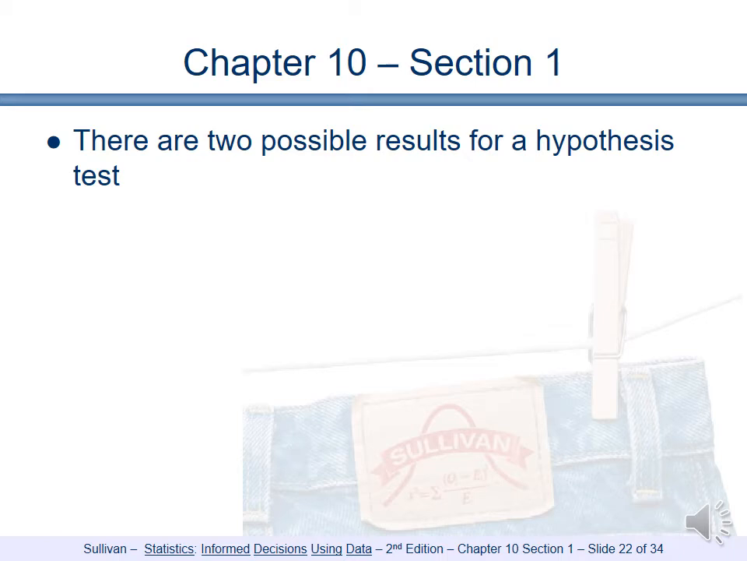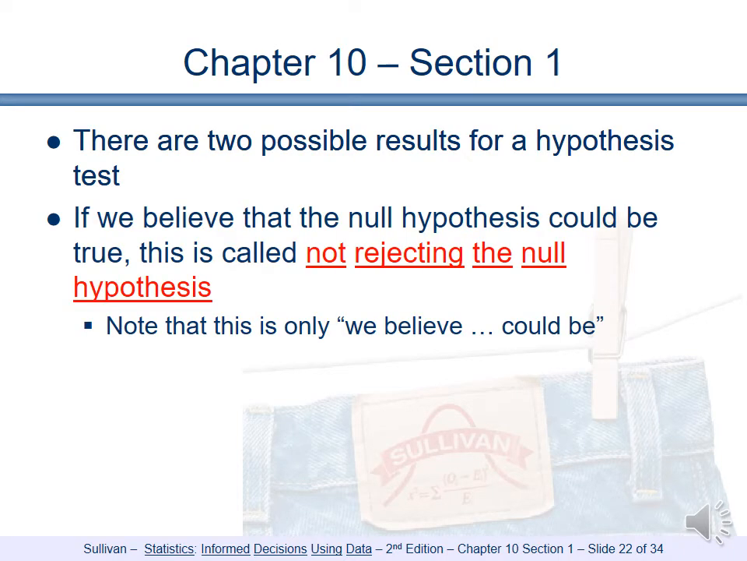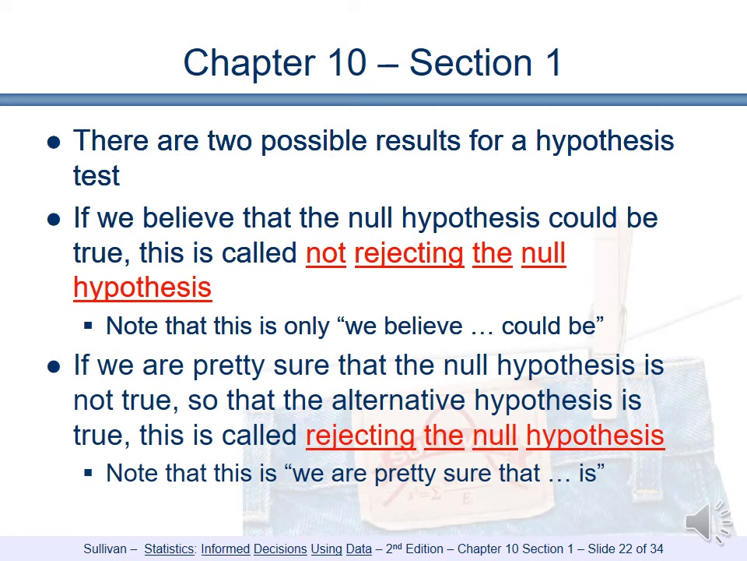Okay, there are 2 possible results of a hypothesis test. If we believe the null hypothesis could be true, this is called not rejecting the null hypothesis. Note, this is only saying we believe it could be. We're not really stating that it's true. If we are pretty sure the null hypothesis is not true, so the alternative hypothesis is true, we call that rejecting the null hypothesis. So in this case, we're pretty sure we're right.